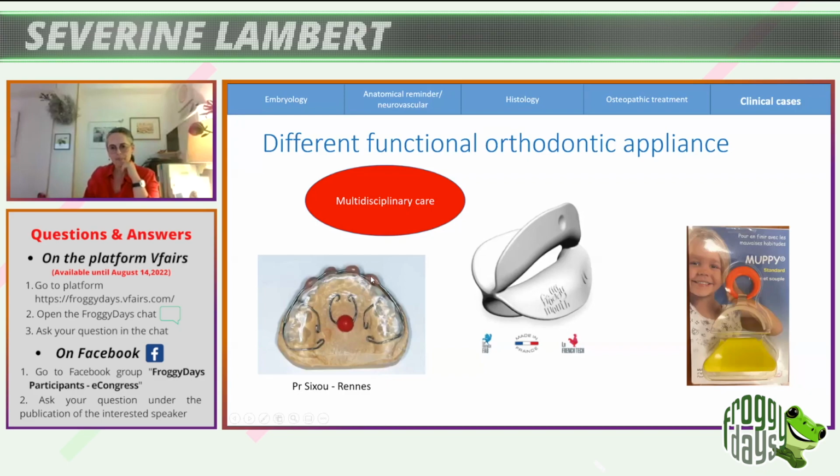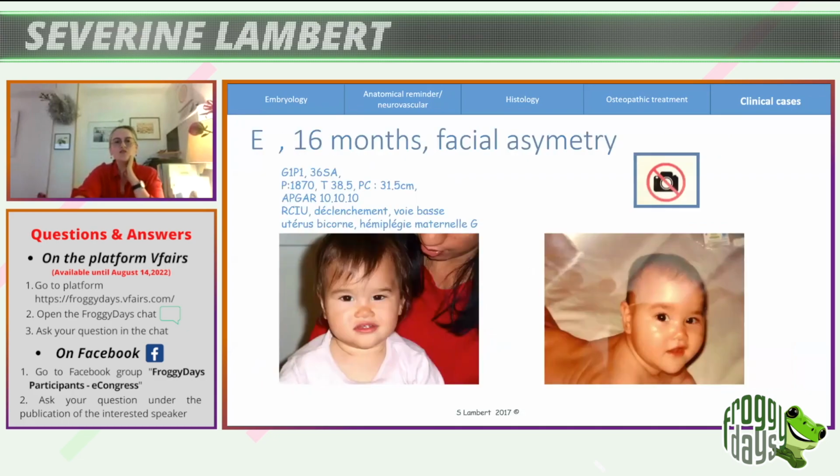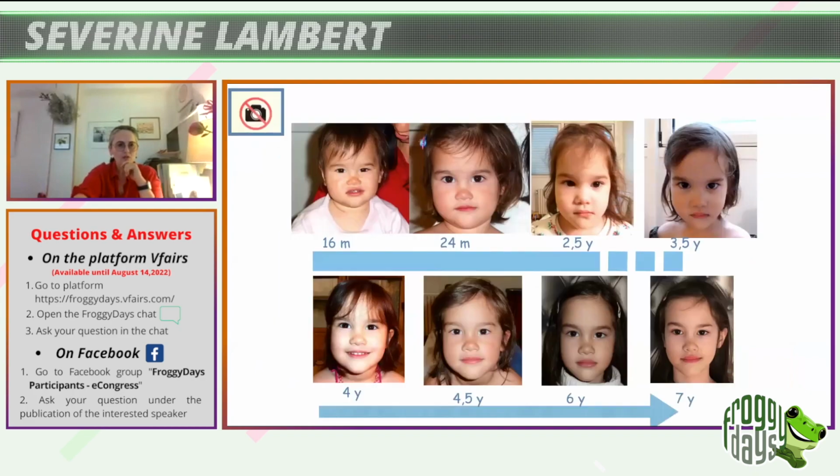We work with the Froggymouth device. It's a small girl that has a facial asymmetry, 16 months, that's when she came. We see it when she was a baby. We can see it clearly that she has an asymmetrical face. And so this is the evolution: 16 months, 24 months, 2 years and a half, 3 years and a half. And you see how the growth is going until 7 years, and you see the difference on each picture.